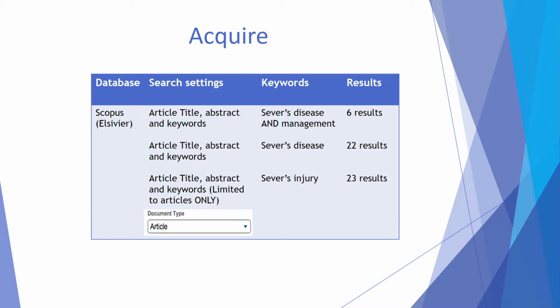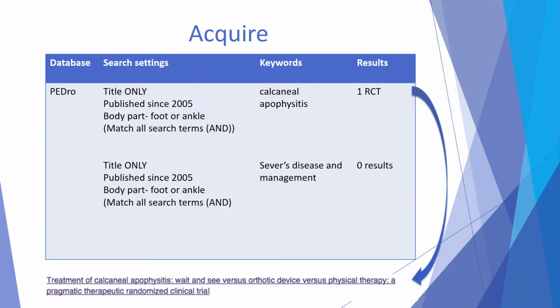The search settings were limited to title, abstract, and keywords, using similar search terms as previously mentioned. However, we could not find any relevant articles. Pedro was the last database to be explored. We again used search terms as previously mentioned, and our search settings were limited to title only, studies published within the last 10 years, focusing on lower limb, and match all search terms. We were able to find one recent randomized control trial.